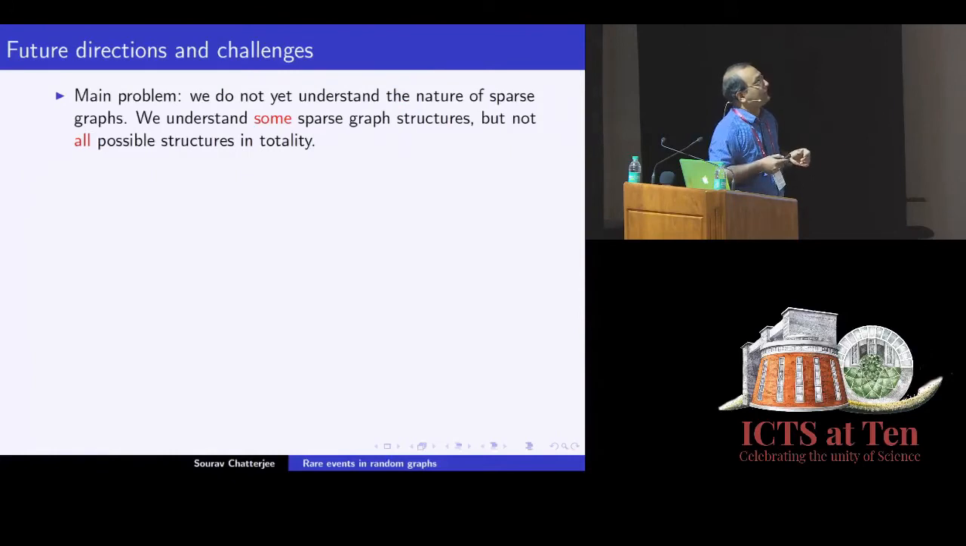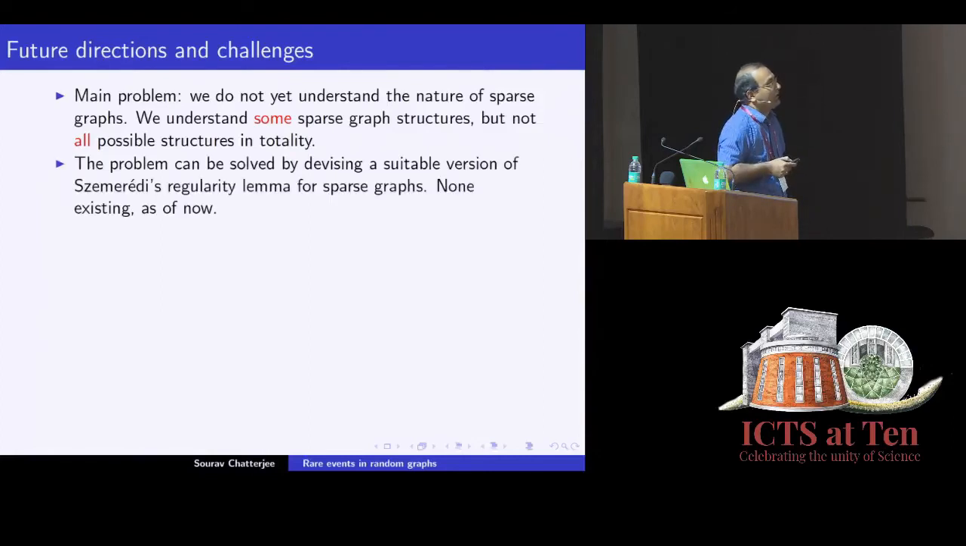Okay. So here is the list of future directions. The main problem is that we do not yet understand the nature of sparse graphs. We understand some sparse graph structures, but not all possible structures. And the thing that can really solve it is getting a suitable version of Szemerédi's regularity lemma for sparse graphs, which doesn't exist at this point.